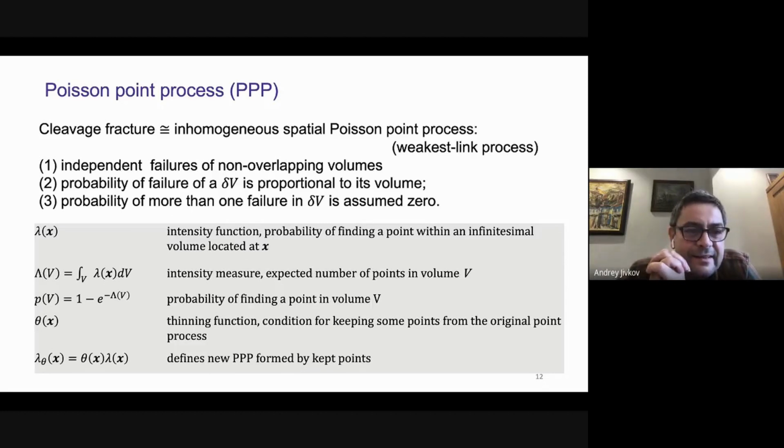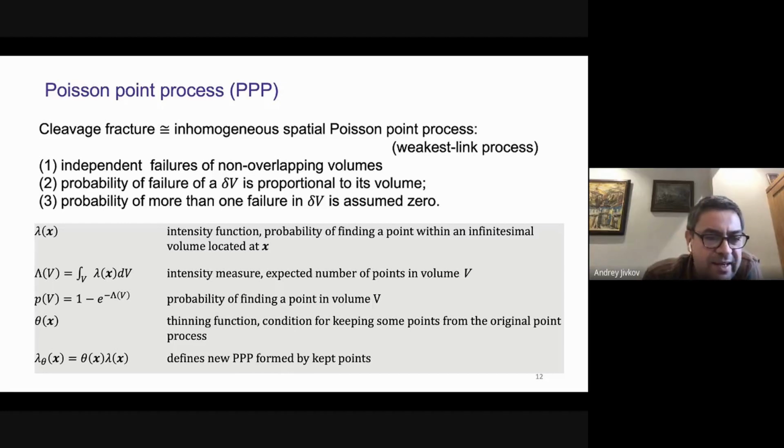So, if you open the books on statistics and look for the spatial Poisson process or inhomogeneous spatial Poisson point process, you'll find several definitions here. It starts with an intensity function, which describes the probability of finding a point within an infinitesimal volume delta V located at point X. And this is what makes the process inhomogeneous. I mean, this intensity may change from point to point, from location to location.